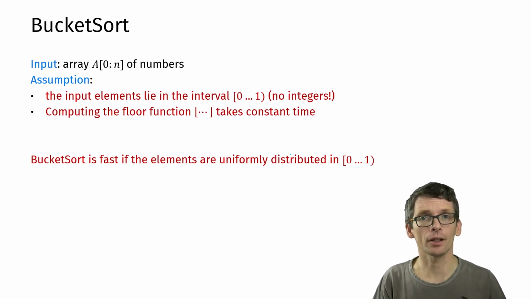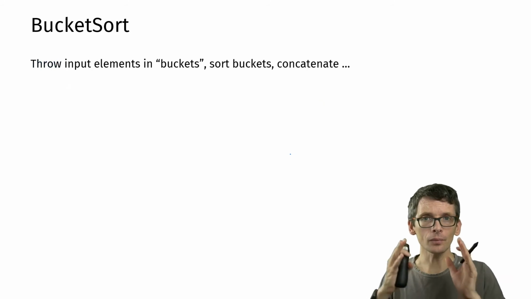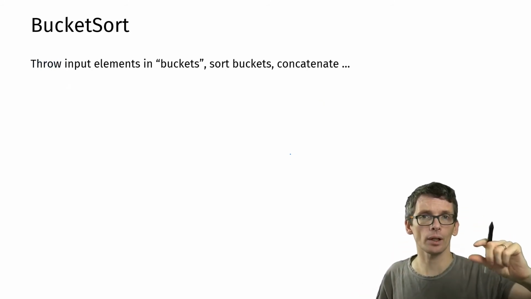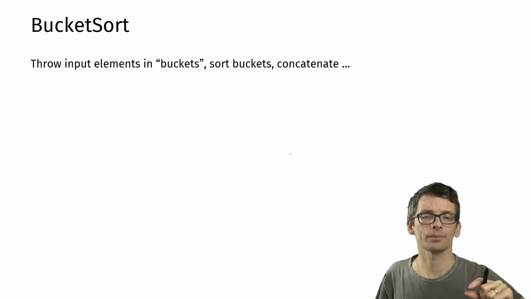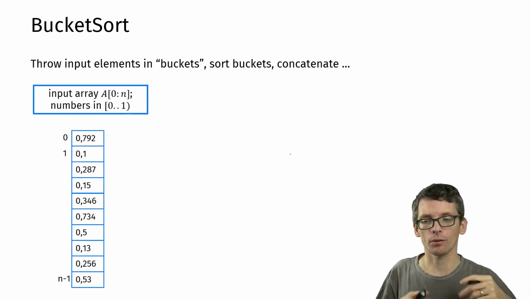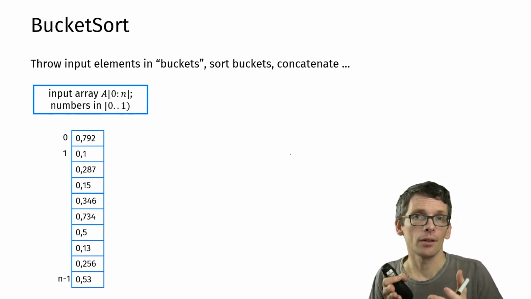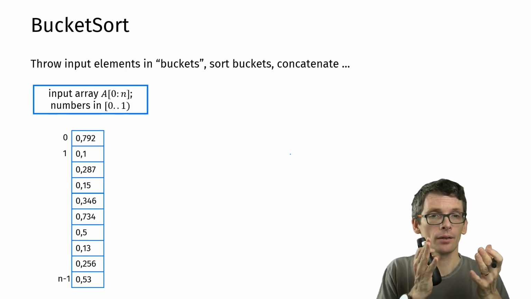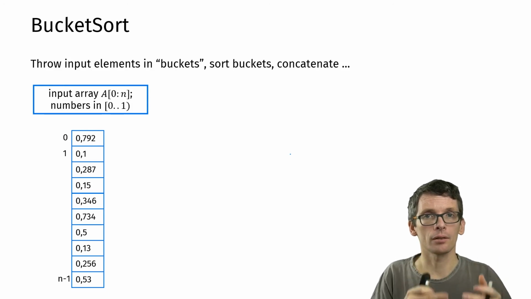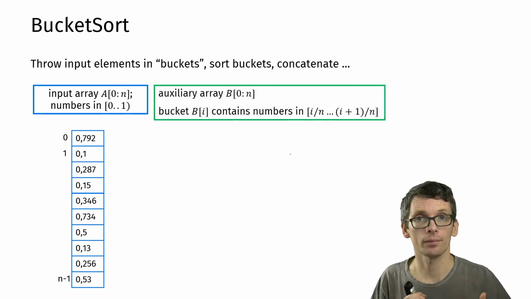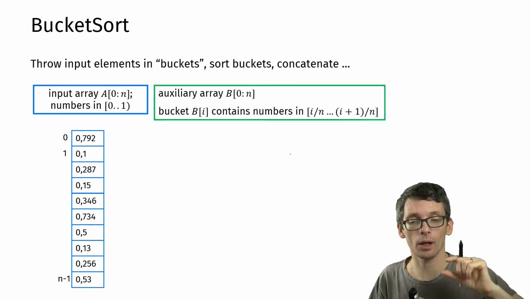The idea is that we use buckets, meaning we're going to divide the interval between 0 and 1 into subintervals. Specifically in the following way. If I have n numbers, so here I have 10 numbers, then I'm splitting the interval into n, or in this case 10 subintervals. And for each of these intervals I will have a bucket.